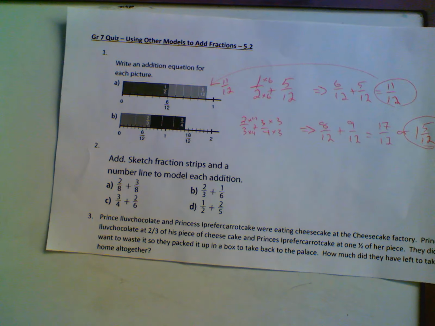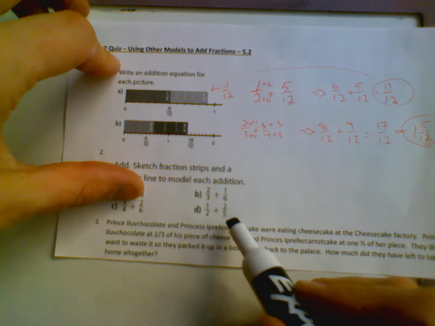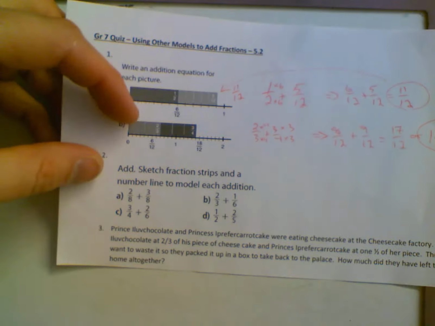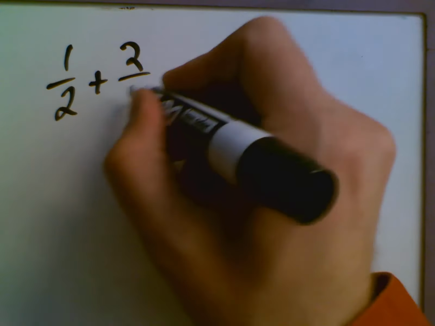And here we have 1/2 and 2/5. Now once again, I noticed that these are kind of hard to be compatible. I ran into that problem in the last one. So I'm going to do it symbolically first and then draw my number line. So it's 1/2 plus 2/5.